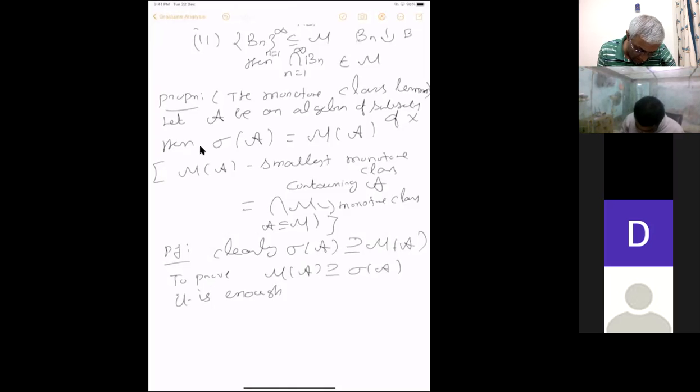So it is enough to prove that this is a sigma algebra. If you prove this is a sigma algebra, and it contains the algebra A, then it has to contain the minimal sigma algebra containing A. So it's enough to prove that this is a sigma algebra. To prove that, we have to prove that it is closed under complements and closed under countable union.